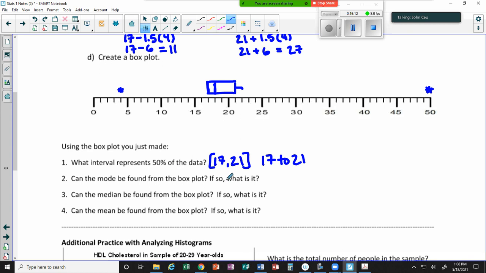Can you find the mode from the box plot? If they just gave you the box plot, could you determine the mode?